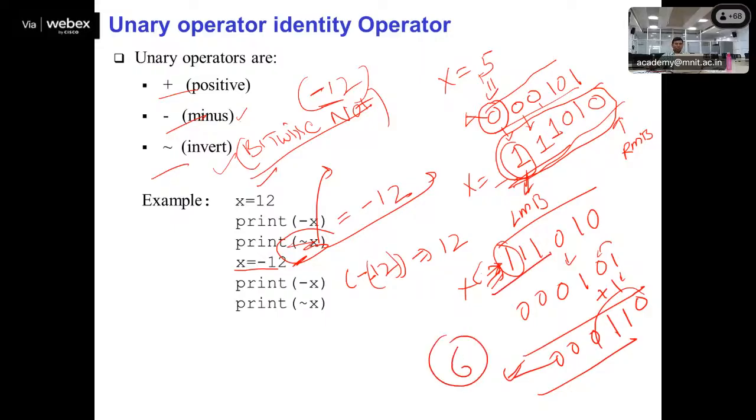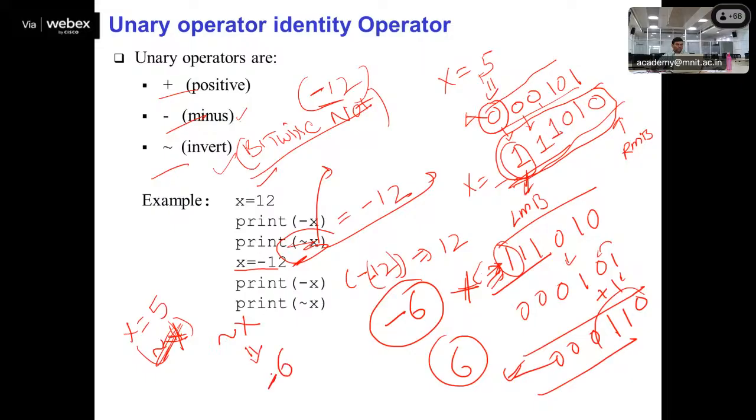But the actual number came as 11011, which shows that x is nothing but negative 6. So inversion of x, if you are taking x to be 5 and applying the inversion of x, we will get the outcome to be minus 6, which is the inverted value, bitwise NOT of x equal to 5.